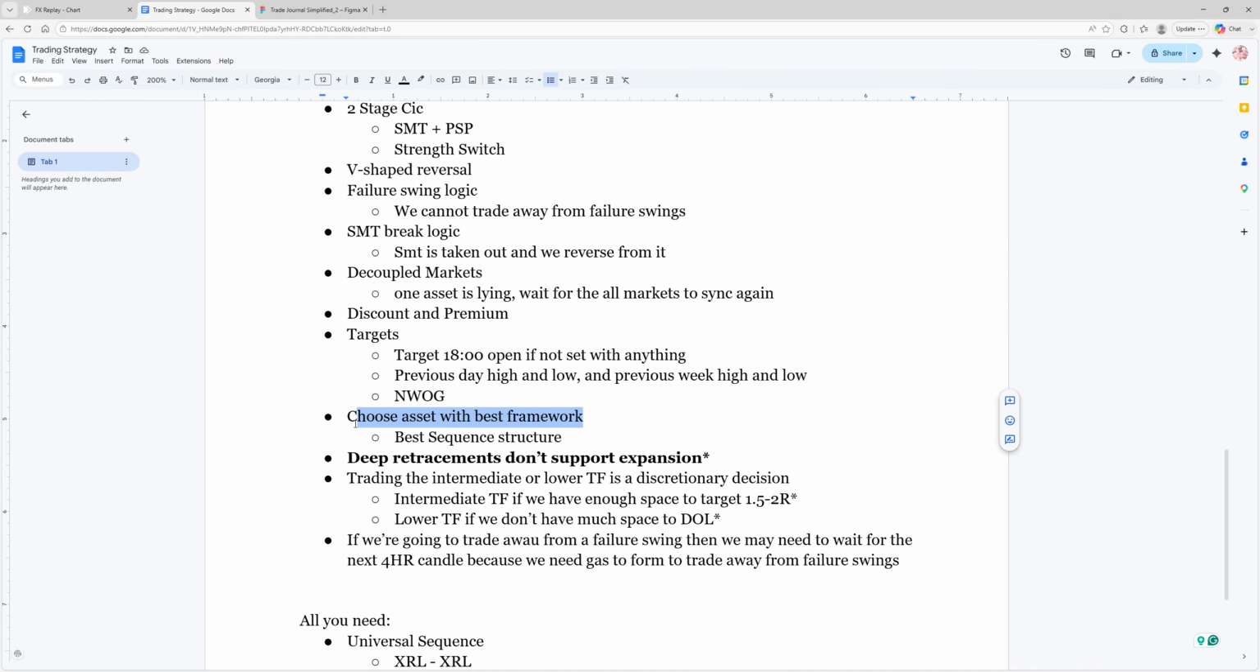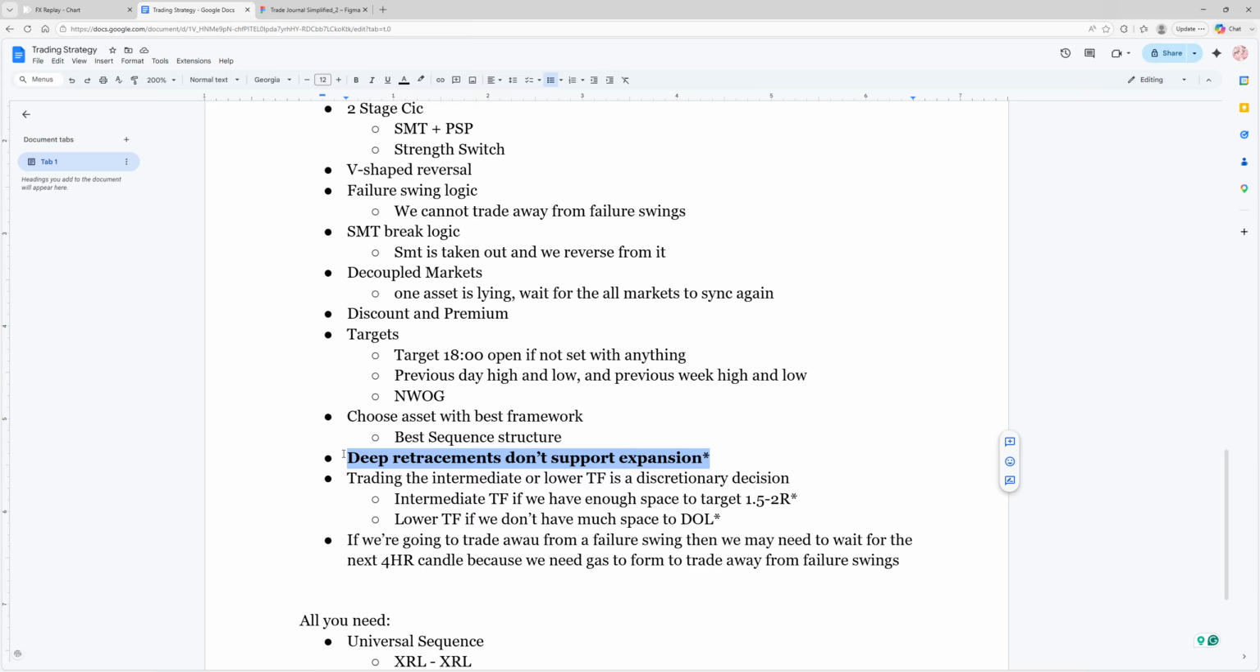And you always want to choose the asset with the best framework. You're probably like, what's the best framework? For example, if one asset is reversing from a fair value gap, whereas one asset is reversing from absolutely nothing, you probably want to take the asset that's reversing from the fair value gap, because we have sufficient structure supporting price higher or lower, depending on whether it's a bullish or bearish fair value gap. So just being aware of that.